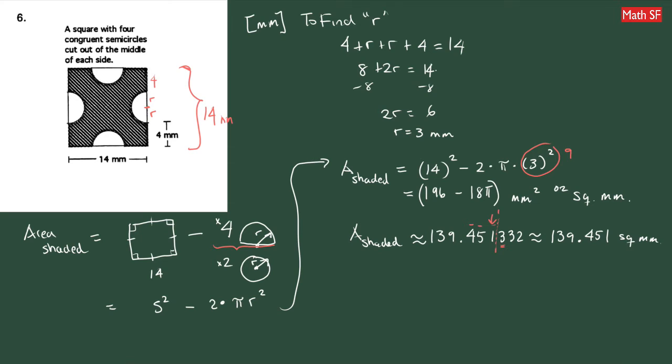So that's how we're going to find the area of this shaded region. We're going to take the entire square, and then we're going to remove those circles here that we have to get rid of. So all of these squares minus the circles.